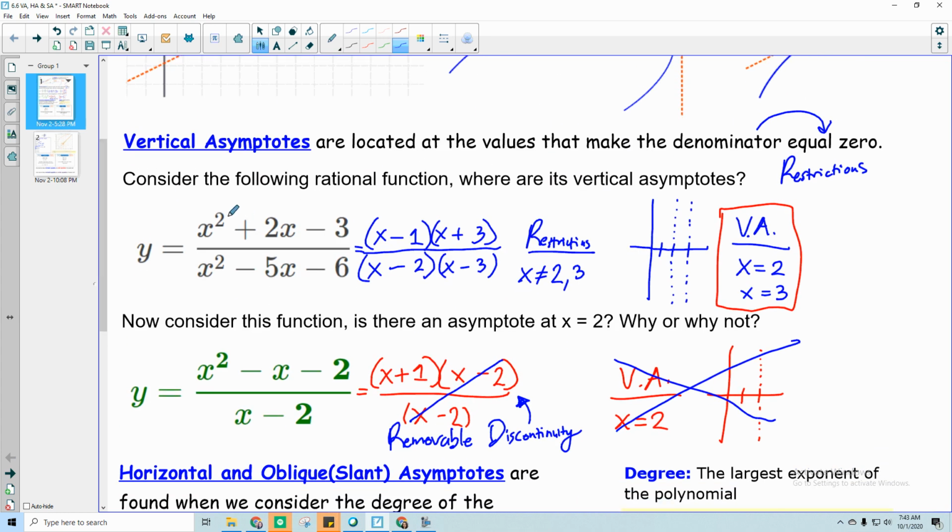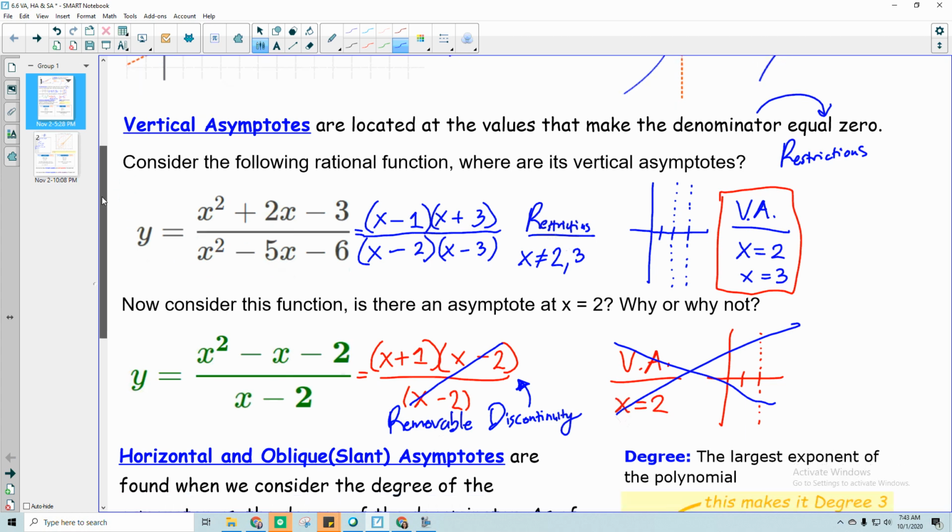Okay, so review of vertical asymptotes. Again, they're just wherever the denominator equals 0. So where we found our restrictions before, that's where we have vertical asymptotes. Except in the case where we have a removable discontinuity, where we can cross that restriction out, then it's not a vertical asymptote. Then it's a removable discontinuity.